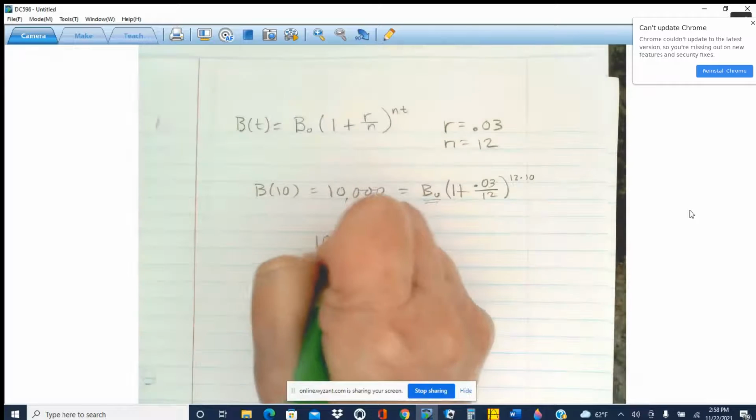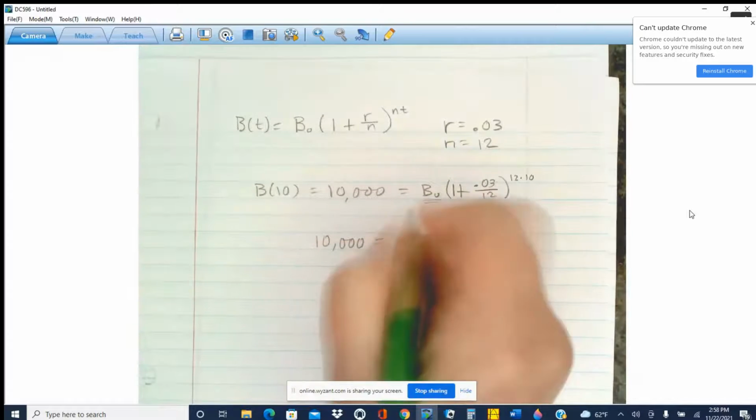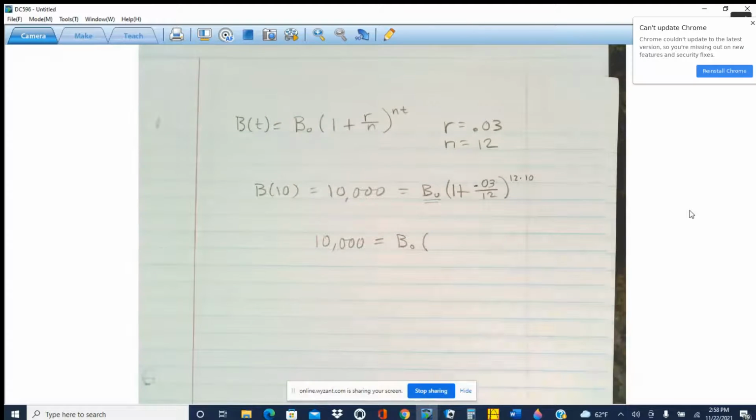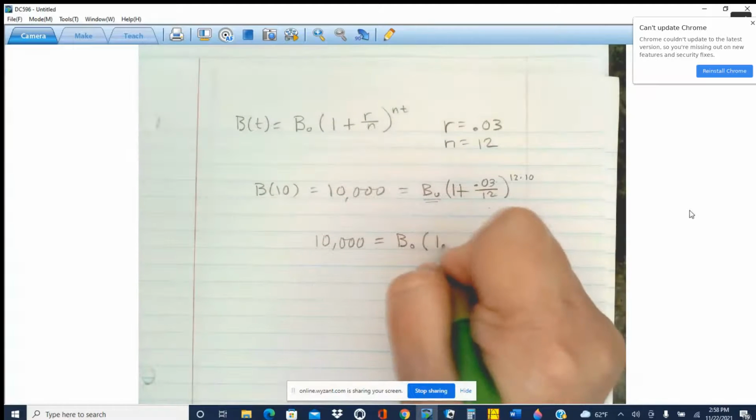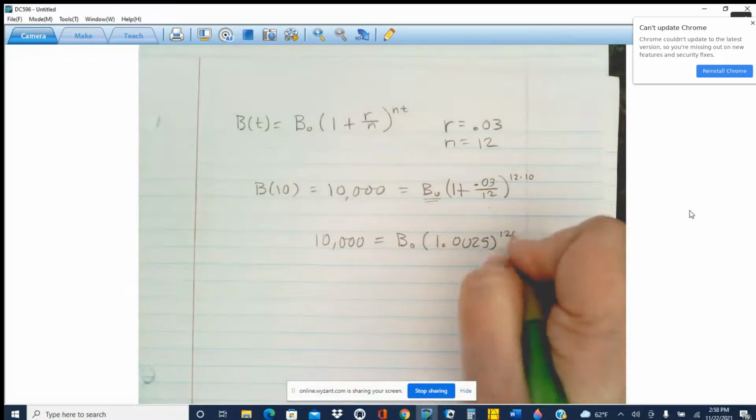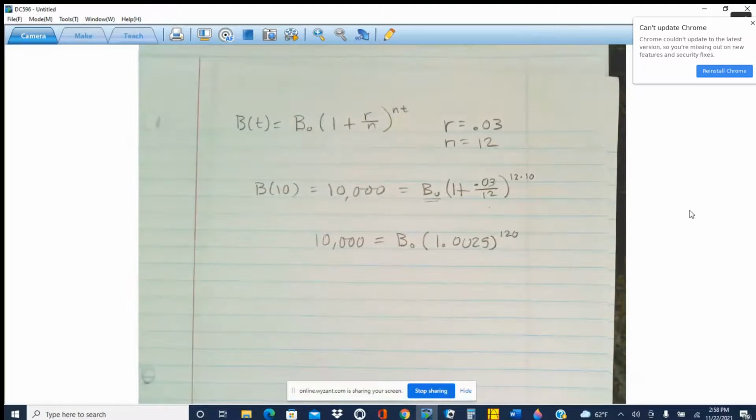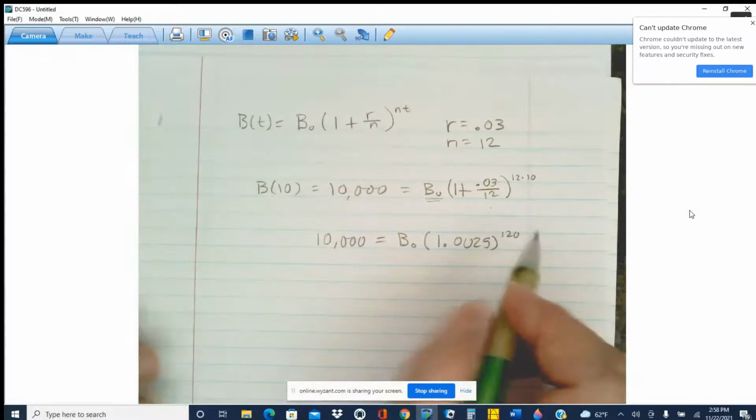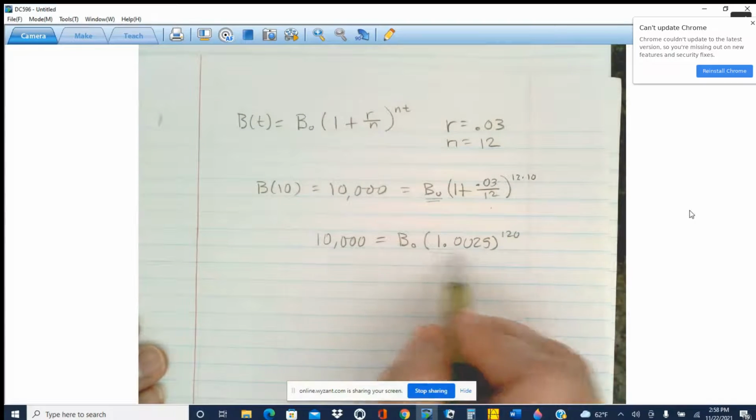So 10,000 is equal to B naught times this. I'm going to use a calculator here and come up with 1 plus that number. So 1 plus 0.03 divided by 12. And we're going to get 1.0025, and that's raised to the 120th power. So now what we want to do, we're going to divide both sides by this quantity here.